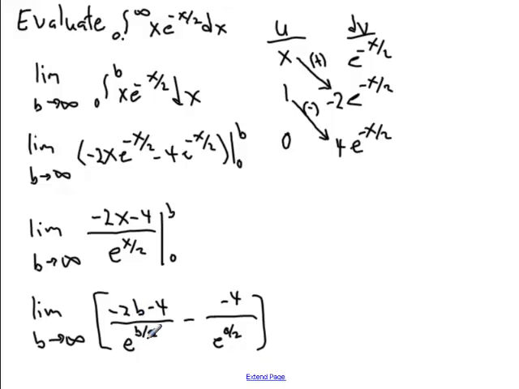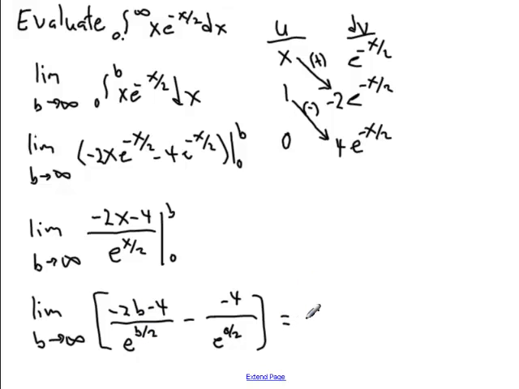And if that seems a little bit complicated, then what you can always do is just argue that since this is a linear term and this is an exponential term, as b goes to infinity, that e to the b halves being an exponential term is going to go much faster, and so that's going to wipe out the numerator and make this go to 0.